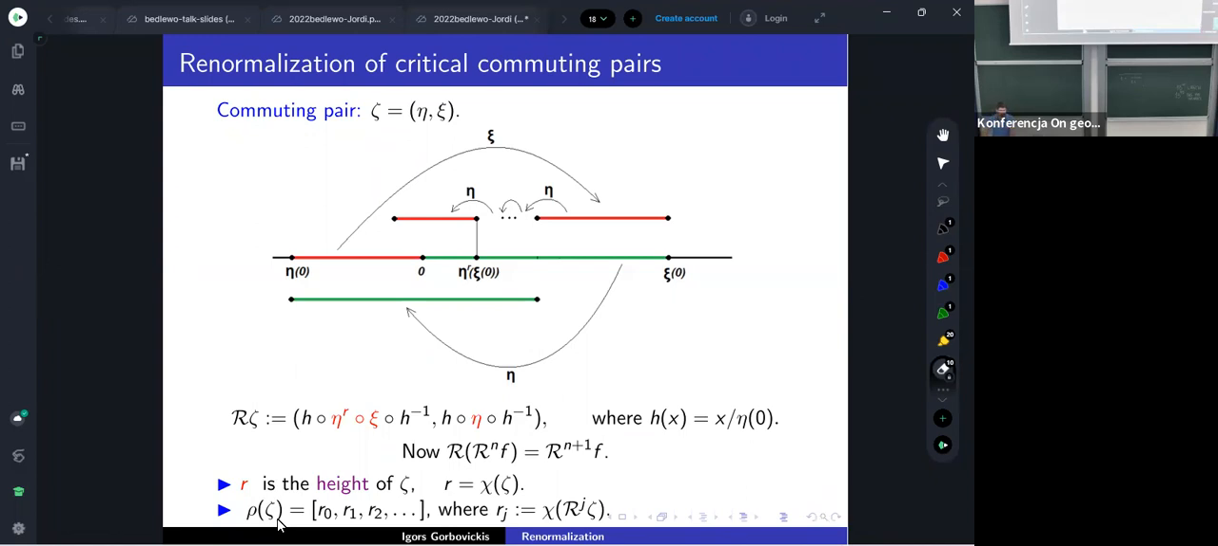And now you can see that indeed the renormalization acts on the rotation numbers as the Gauss map. So indeed, if we renormalize the critical commuting pair, this corresponds to just forgetting the first height in this sequence. So indeed, the hyperbolicity picture that I showed you stays valid.